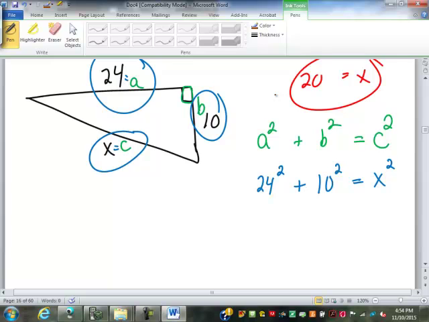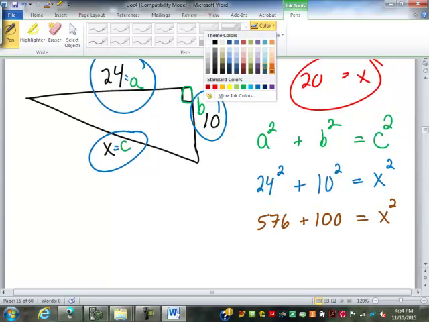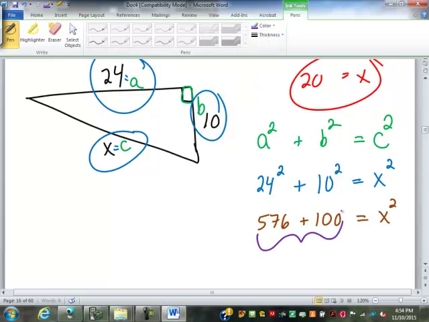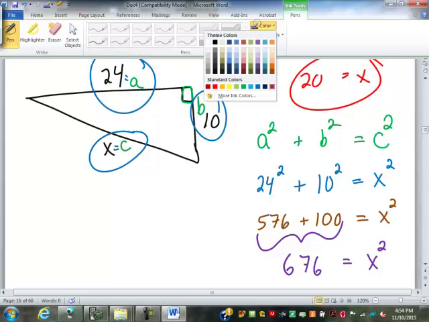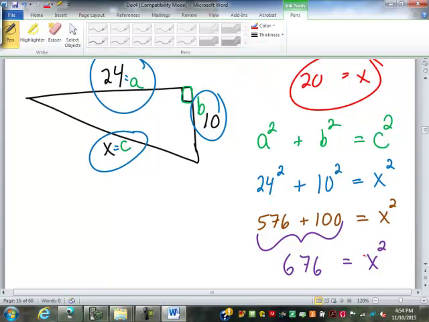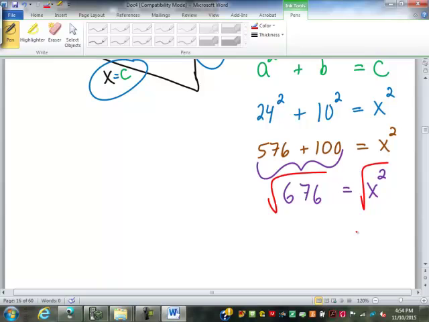Then what? Well, 24 squared is 576. 10 squared is 100. That still equals x squared. We combine 576 and 100, of course, is 676. And then we square root. We get 26. You are correct. 26 equals x. So this is 26 units here.